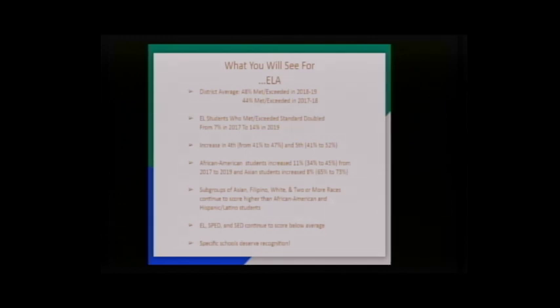41% to 52%. Our African American students, when we talk about our achievement gap, have grown the most, 34% to 45% from 2017 to 2019, and Asian students also continue to increase by 8%, 65% to 73%. Subgroups Asian, Filipino, white, and 2 or more races, as reported last year, continue to score higher than African American and Hispanic Latino students. English learner, special education, and socioeconomic disadvantage do score below average. And again, specific sites deserve recognition.